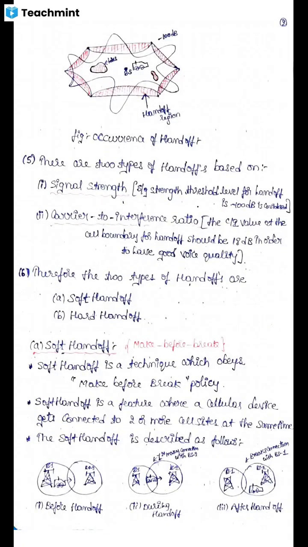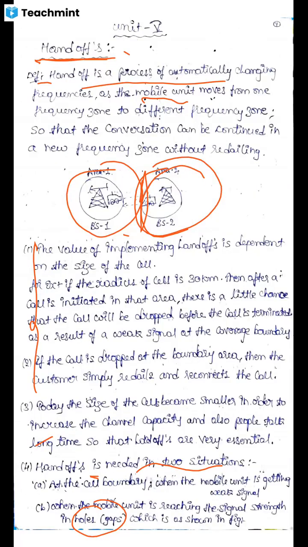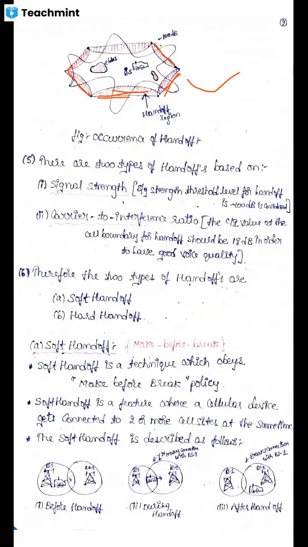Next, this diagram represents the handoff region. For this hexagonal cell, the boundary conditions represent the handoff. Here we have written that handoff is needed in two situations. One situation is these boundary conditions, and the second situation is the holes where the signal strength is low. The middle part is the base station, and this is the mobile unit.